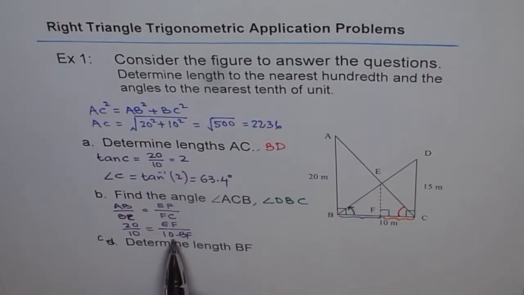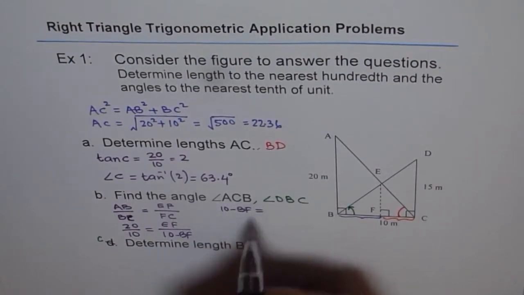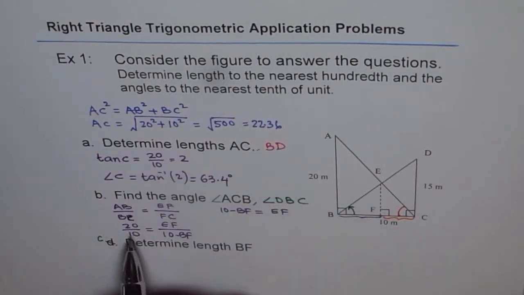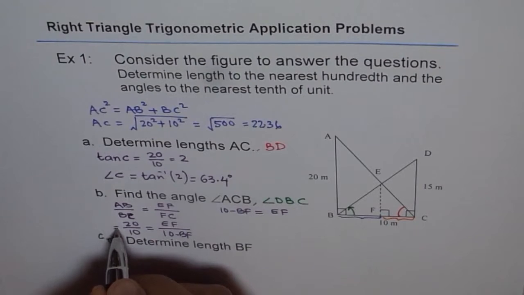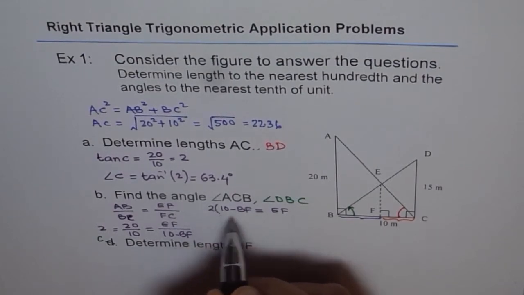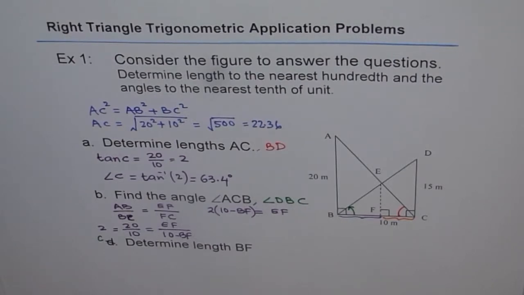Yeah. And now we'll cross multiply. So 20 over 10 is actually equal to 2, right? So 2 times 10 minus BF is equal to EF. Is that okay? So that is one equation which we get. Now we have two variables here, one is EF and the other one is BF. To find two variables, we need two equations, and fortunately we can do so.